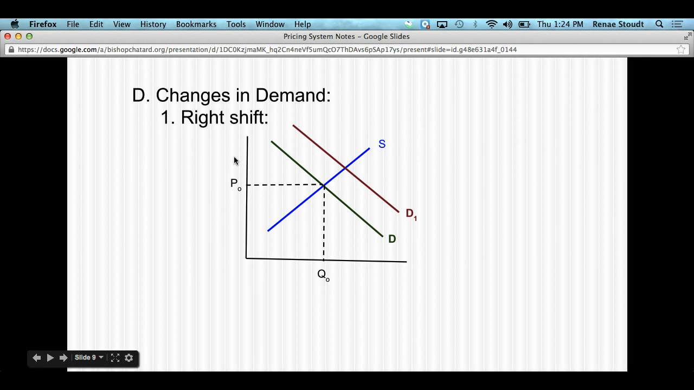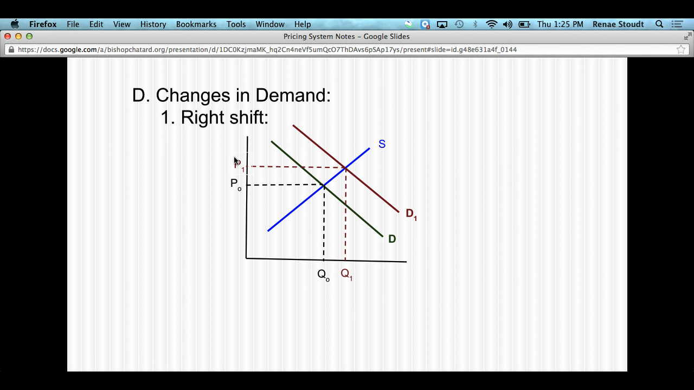Awesome reviews for this product, and it causes our demand curve to shift to the right. Here's our new demand curve. Notice I labeled it as D1, okay? So here's our right shift in demand. Now we have a new equilibrium, because our equilibrium is always where the demand and the supply curves meet. Now we have a new demand curve, so now we have a new equilibrium. So here is our new equilibrium price, and here's our new equilibrium quantity.